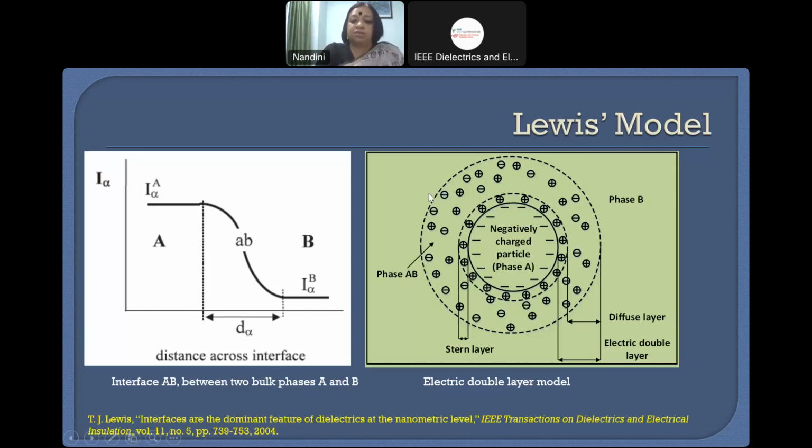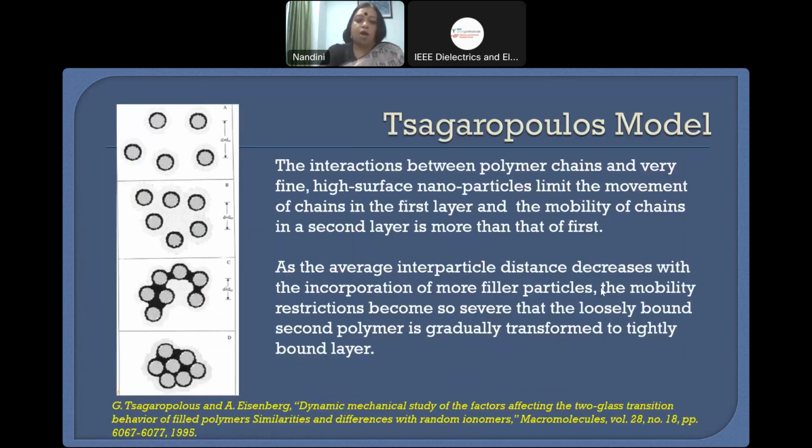Beyond the electric double layer, you would additionally have a diffuse layer over which charges of both polarity would be distributed. So as a whole, this entire layer is neutral, but this would impact the local field in the vicinity of the particle.